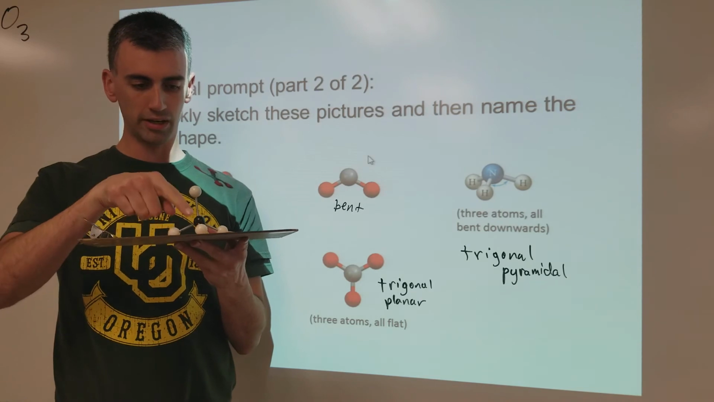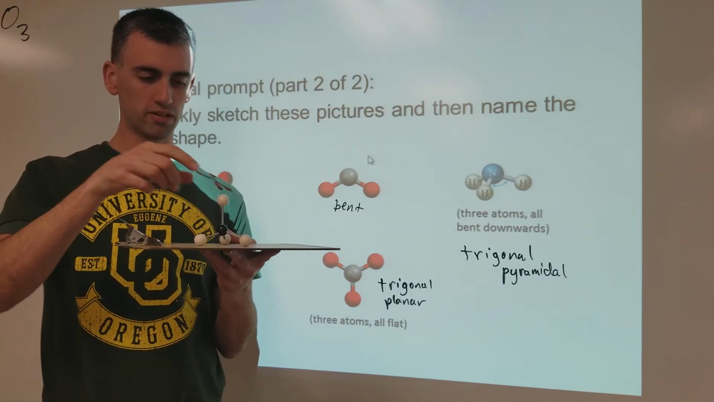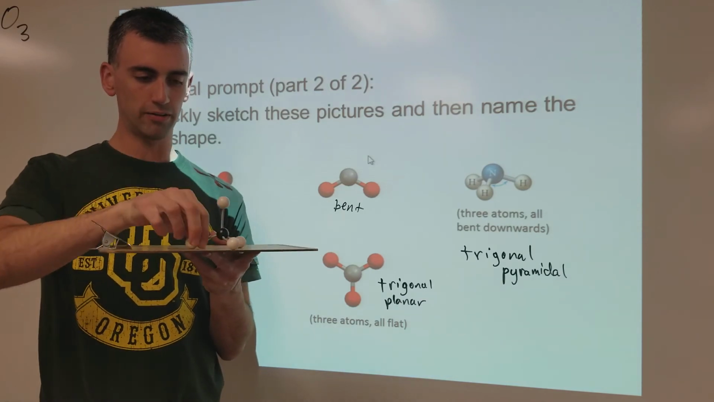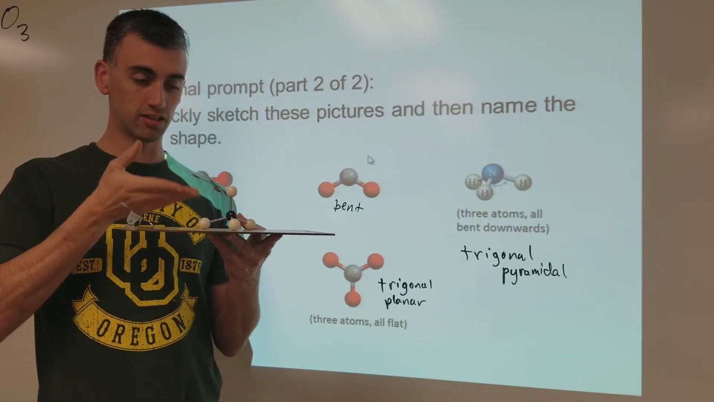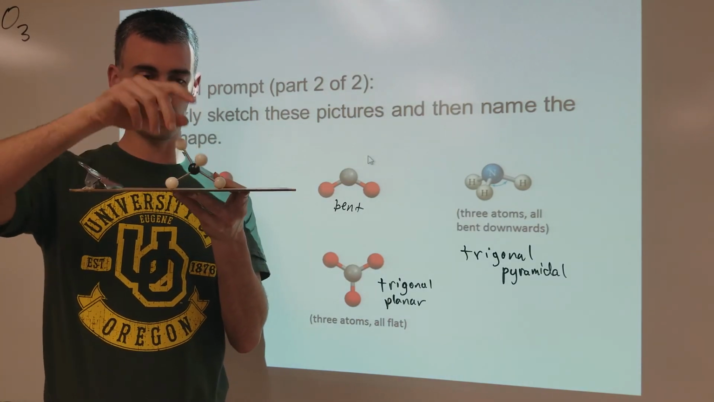So notice 3 down, 1 up. Flip it over, same thing, 3 down, 1 up. Flip it over, same thing, 3 down, 1 up. No matter how I flip it, no matter how I rotate it, it's always 3 down, 1 up. This is a classic tetrahedral shape.